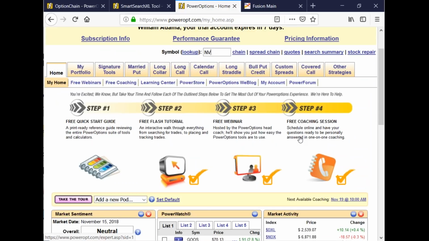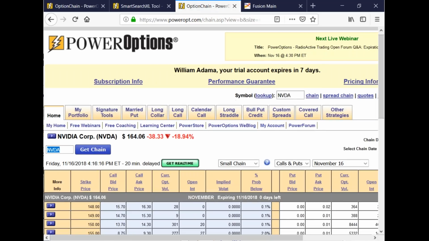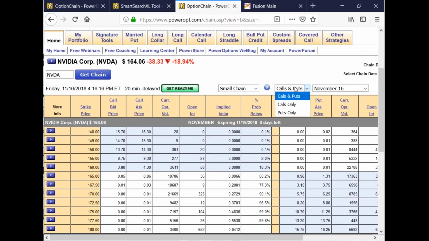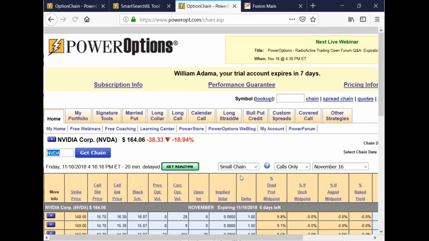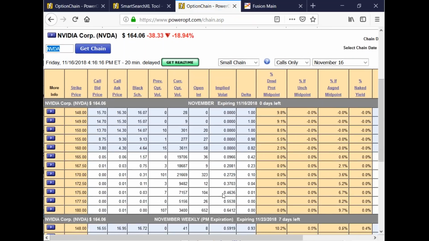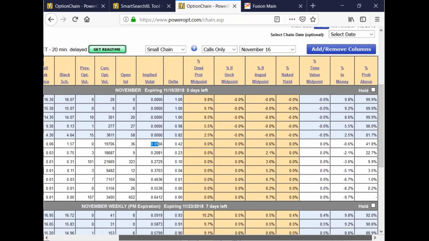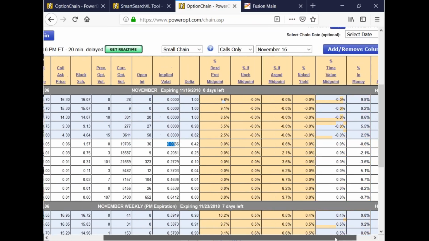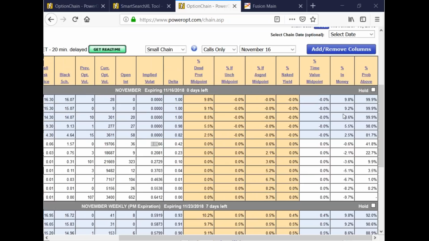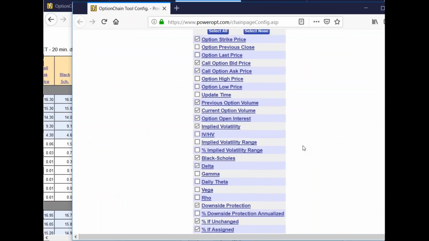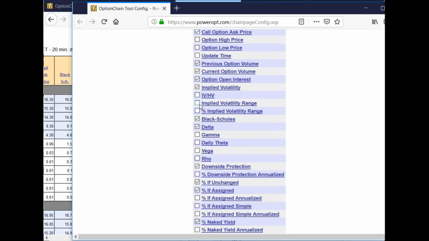And what I'm going to do is we're just going to look at the chain, and I'm going to look at the call chain for NVIDIA. We just want to look at the calls for right now. And I've got my basic column selected for IV and more. And do I have it over here? No. I'm going to add it real quick. All right, so I'm going to add a column. I'm going to add the percent implied volatility range and the actual range that's shown.